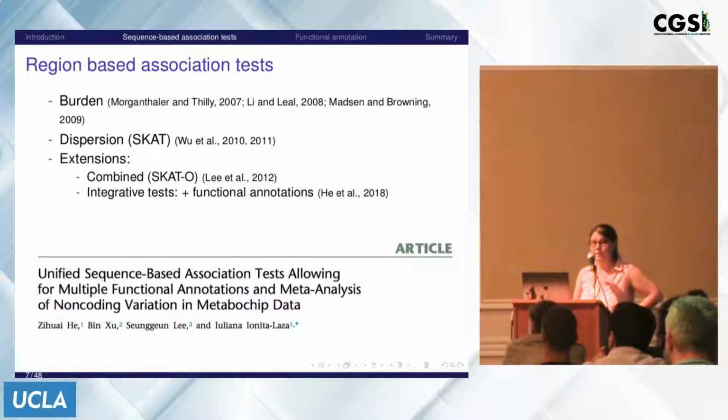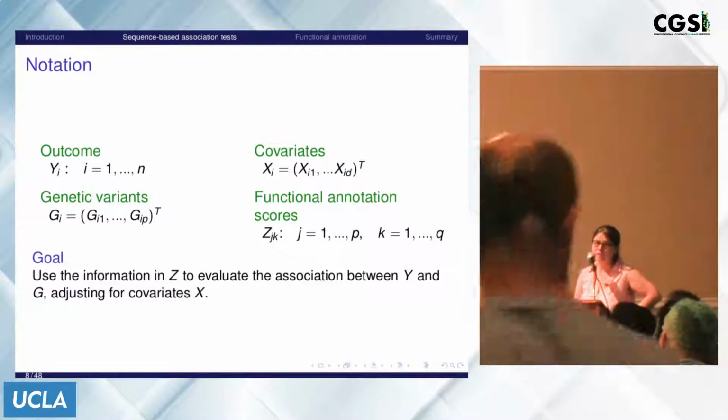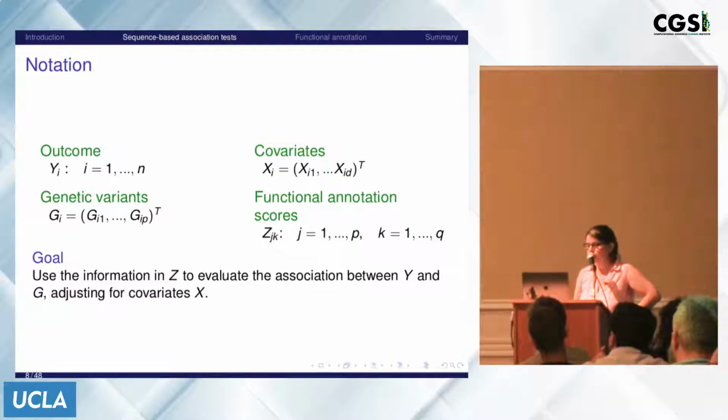So here are the basic ideas behind this region-based association test. We assume we have sequenced n individuals in a particular region, say a gene. For each individual, we have a phenotype, which could be a binary or a continuous trait. We also have a set of covariates, which could be age, gender, principal components, anything we want to adjust for.